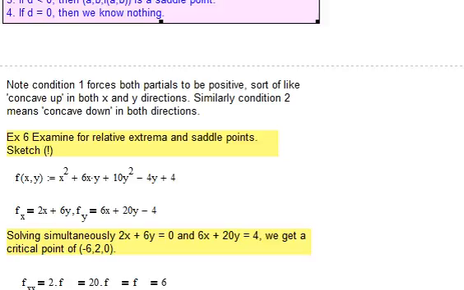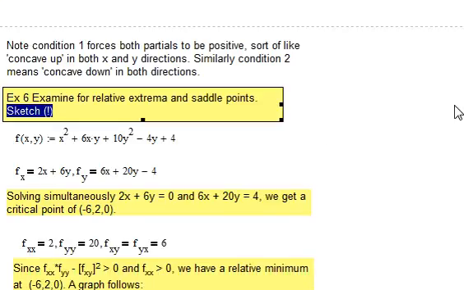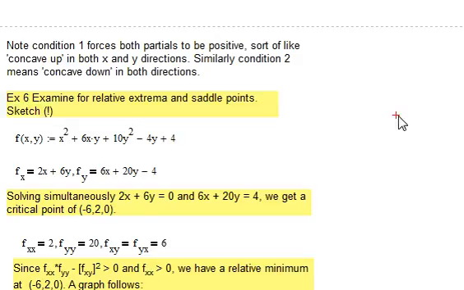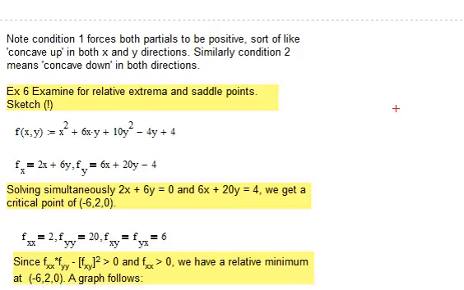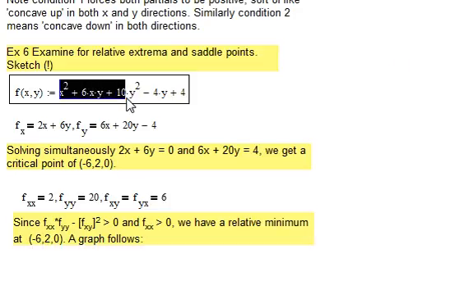So examine for relative extrema and saddle points and sketch. And that's not something I'm going to require you to do, but since I've got the fancy software, I can show you a picture of this problem. So here's the situation. We've got a function f of x, y: x squared plus 6xy plus 10y squared minus 4y plus 4.